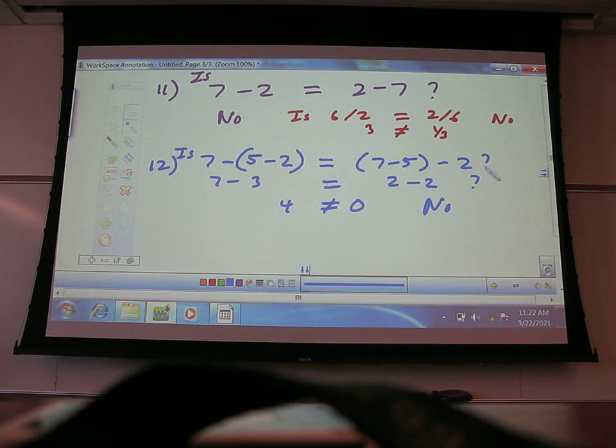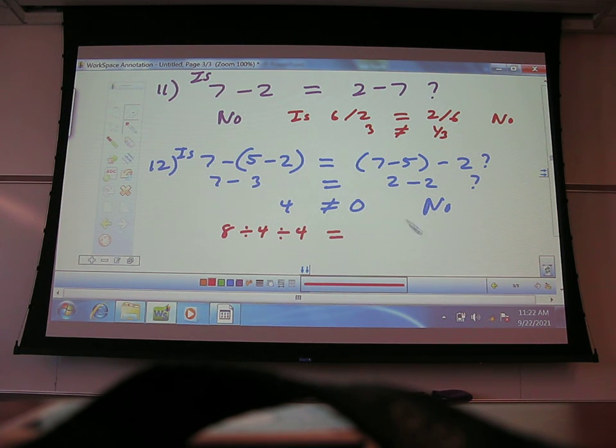And the same thing works with division. 8 divided by 4 divided by, let's say, 4.